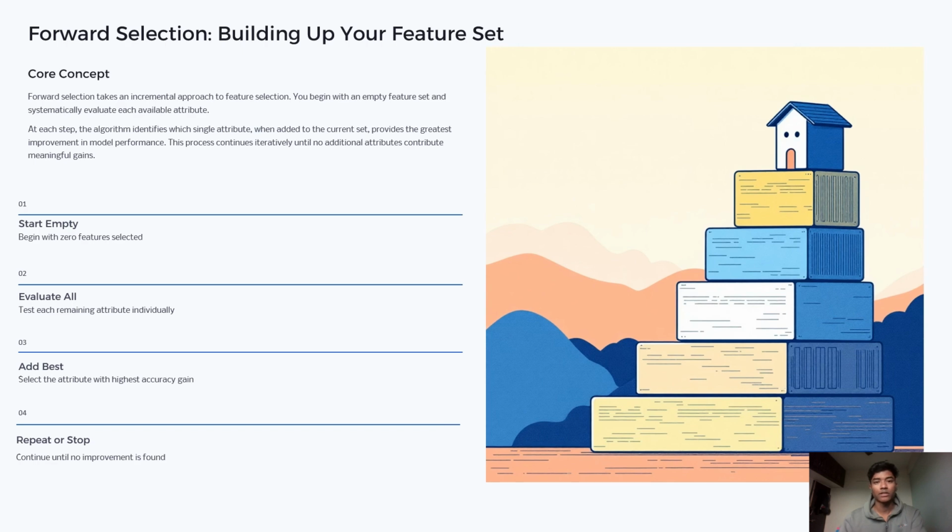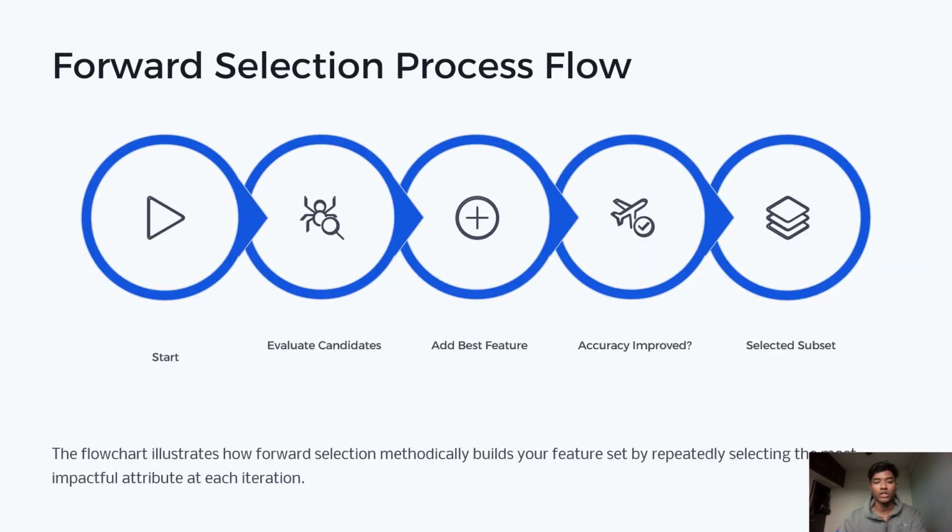Now, what is the forward selection process flow? This flow chart shows the process. We begin with nothing. Evaluate candidates, add the best one, check if accuracy improves, and then repeat. It's a simple and intuitive approach because we are only adding features that prove their usefulness.